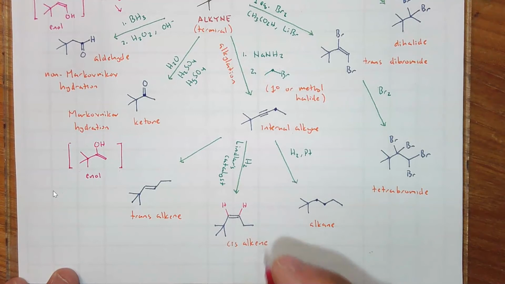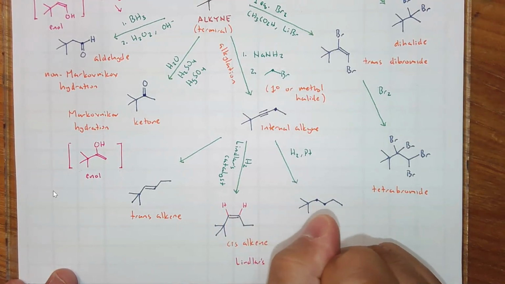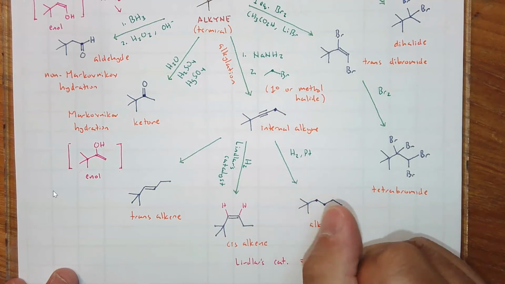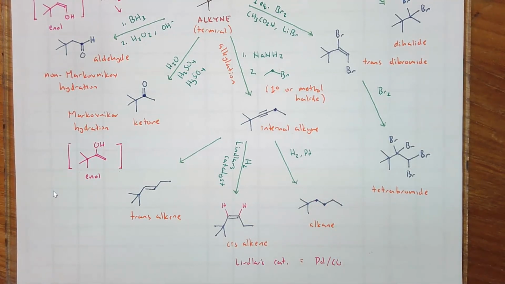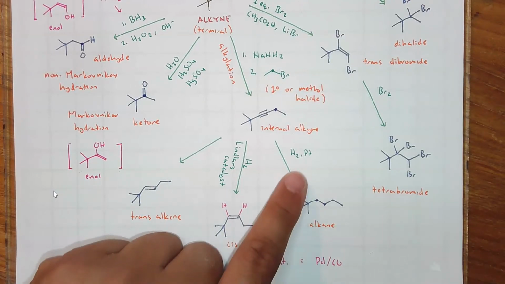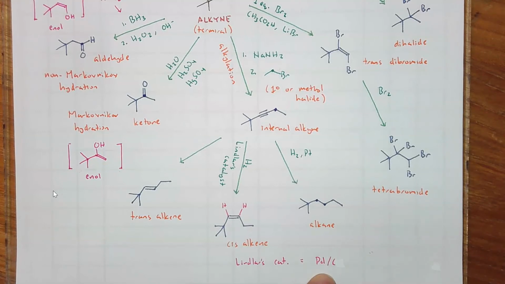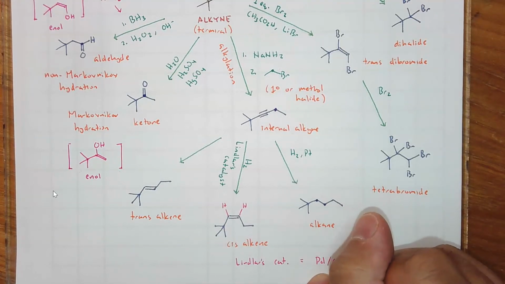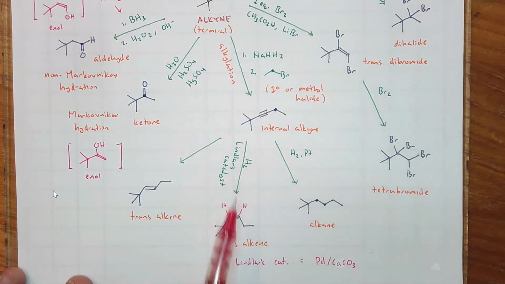Before we go to the trans alkene, I want to mention that Lindlar's catalyst, or Lindlar's cat, equals palladium, but you can think of it as being modulated so it's not as strong as the regular palladium metal. And it's been modulated with calcium carbonate, CaCO3. It's a weaker version of palladium, so we don't go all the way to the alkane, we stop at the alkene.